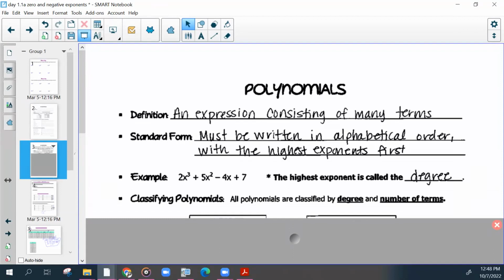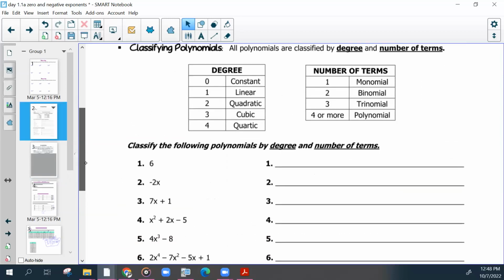In the example that's given, the highest exponent, this 3, is called the degree. When we classify polynomials, all polynomials are classified by degree and number of terms. So we can see this table here. There are more degrees, not really more number of terms, but in other math classes, you'll learn more about those.